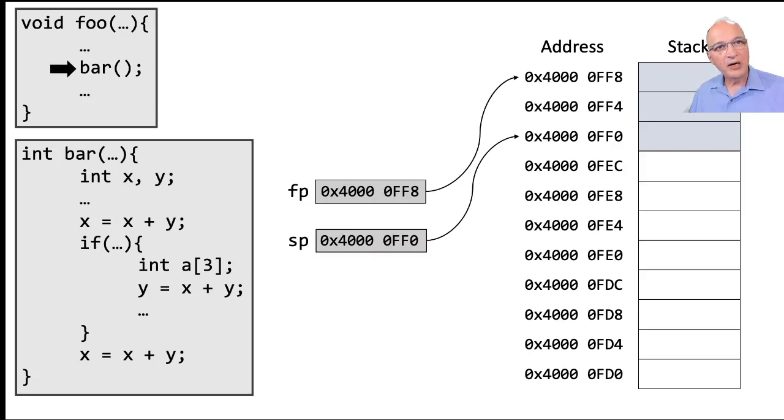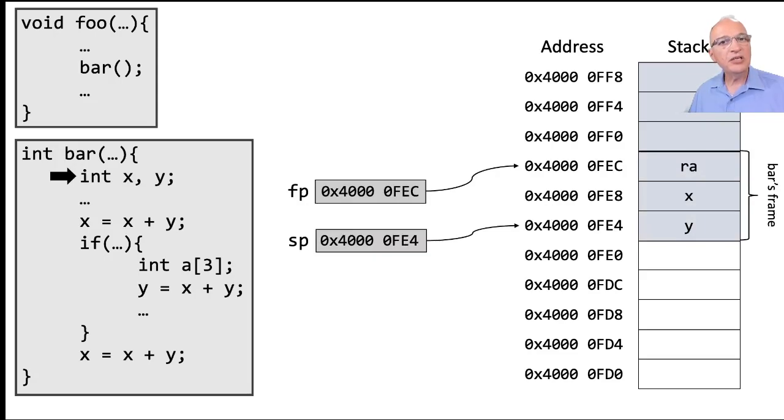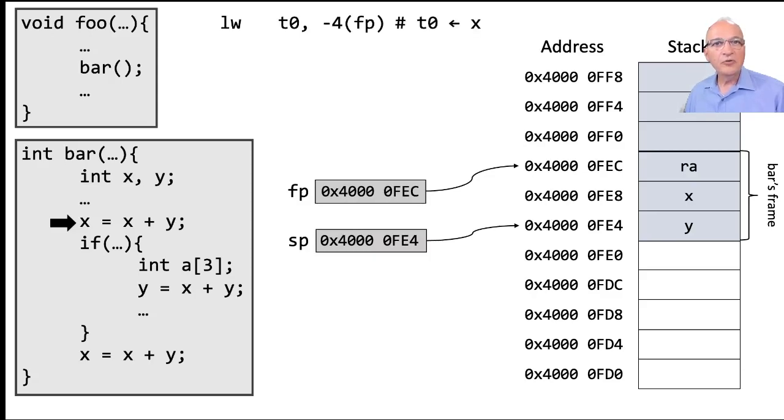So now when I do a call to bar, what we're going to do is we're going to change the frame pointer to point to the beginning of the frame of bar, and we'll change the stack pointer to create the space that we need. So now we have the frame pointer pointing to the top of the frame and the stack pointer pointing to the bottom of the frame. When I access the values of x and y in this program now, I will not do the accesses based on the stack pointer, I will do the accesses based on the frame pointer. Therefore, x would be at -4(FP), and y would be at -8(FP).